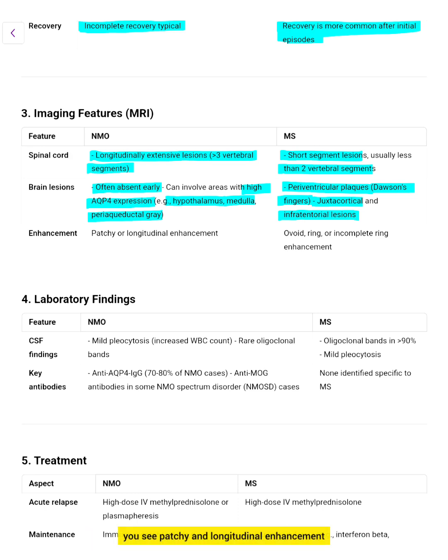Next, in the enhancement, you see patchy and longitudinal enhancement, and in multiple sclerosis you will see ovoid, ring-shaped or incomplete ring enhancements because of the plaques.